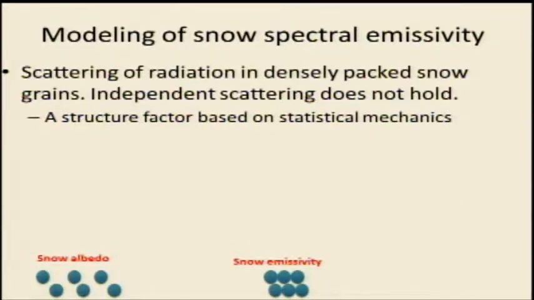If you want to model the shortwave albedo of snow, independent scattering is enough, and that is exactly what Mark Flanner did for the snow physics module in CAM. Because the wavelength is smaller than the distance between two snow grains, you can just use Mie scattering and start from there. But for the IR emissivity, you do not have that simple assumption. The reason is that now you are dealing with a wavelength which is comparable to, or even larger than, the average distance between two snow grains. So in order to correctly model it, we have to use scattering theory for densely packed media.